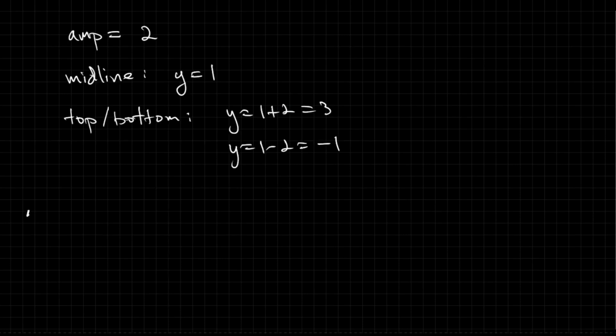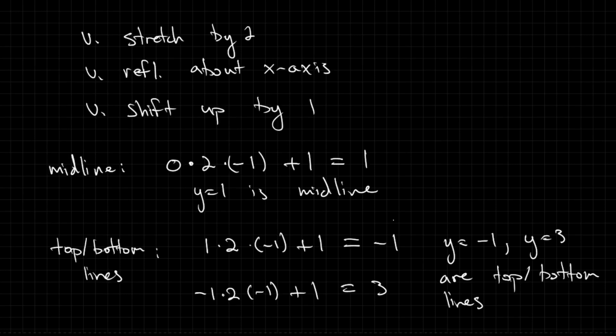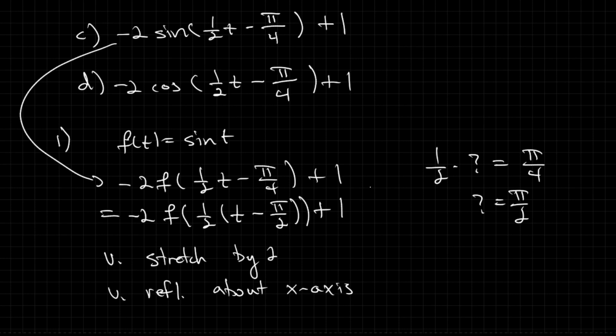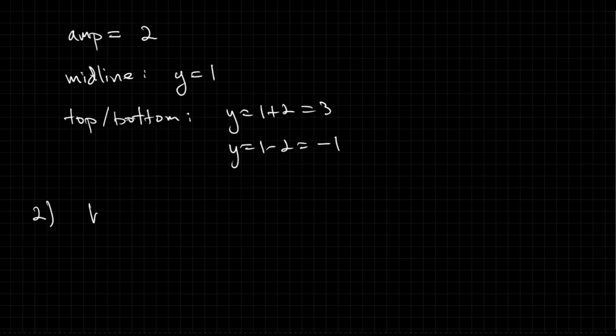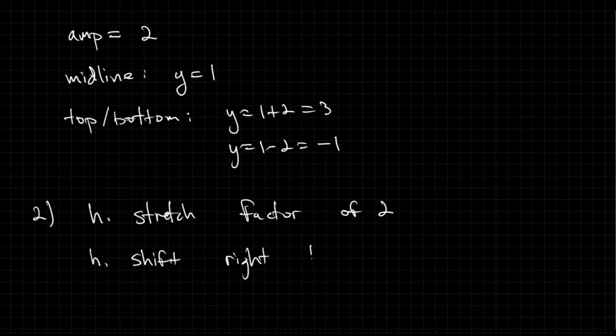Now I'm ready to determine the t-coordinates, those 5 important t-coordinates. So that's the second step that we'll do. We'll identify what the horizontal transformations are. So we look back here and we see we have a horizontal stretch by a factor of 2 and then a right shift by pi over 2. So horizontal stretch by a factor of 2, and we have a horizontal shift right by pi over 2.